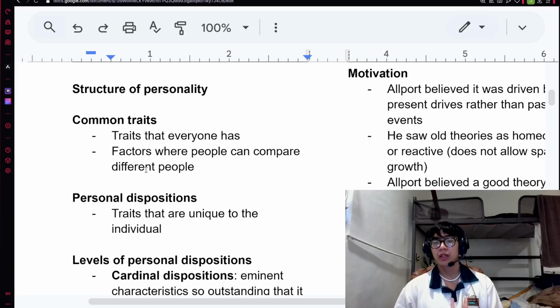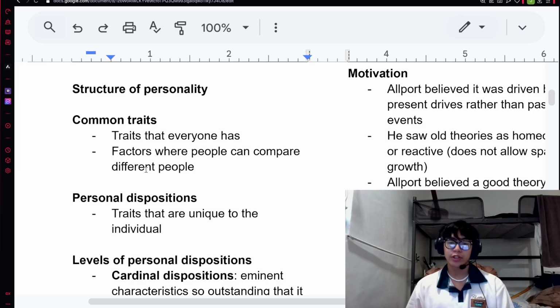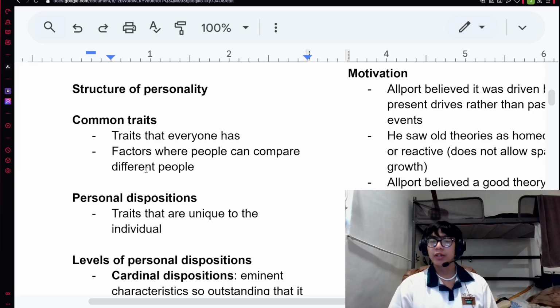An example of a common trait would be extroversion, because everyone has it. It's just at different levels, but everyone has that trait. Another one is cleanliness. Everyone has a level of cleanliness. It's just different levels, but everyone has it. These are common traits.